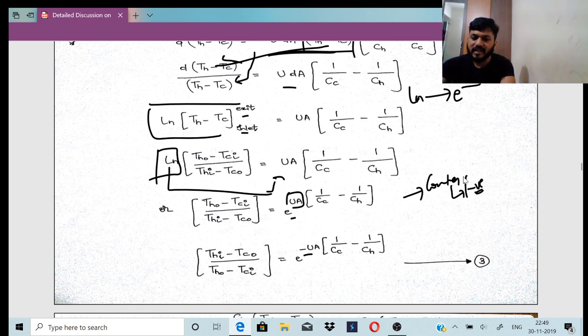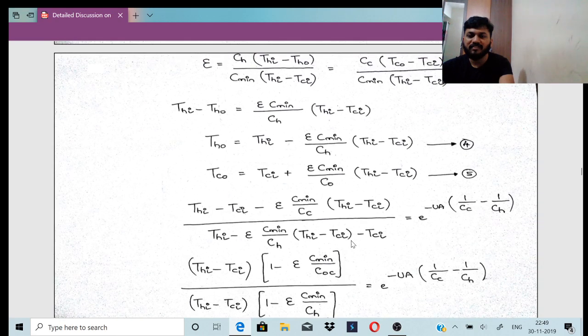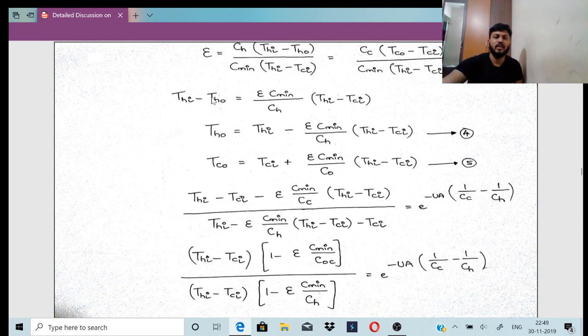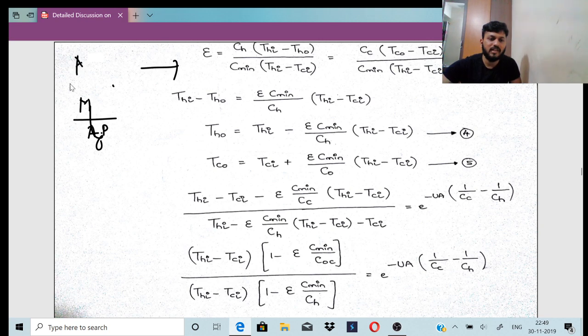We take the negative sign here, minus UA CC by CH. Now we'll move forward to our effectiveness derivation. Okay, so effectiveness, we know it is the actual heat transfer divided by the maximum possible heat transfer happening.